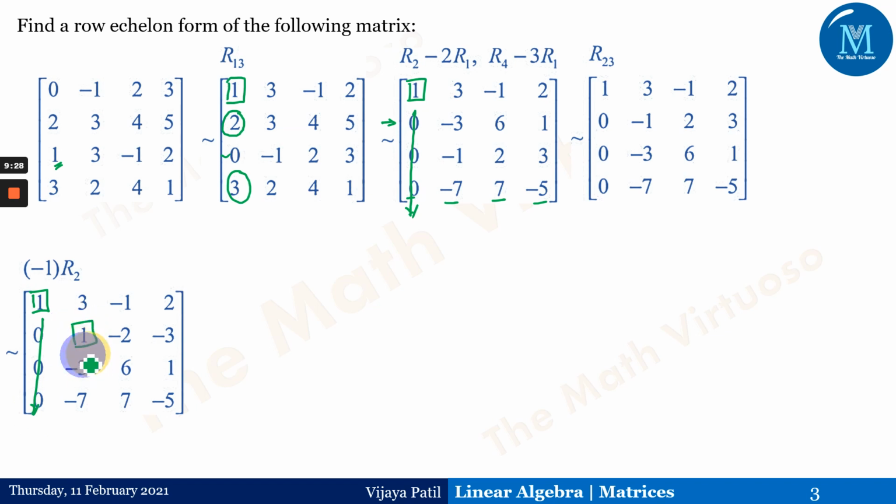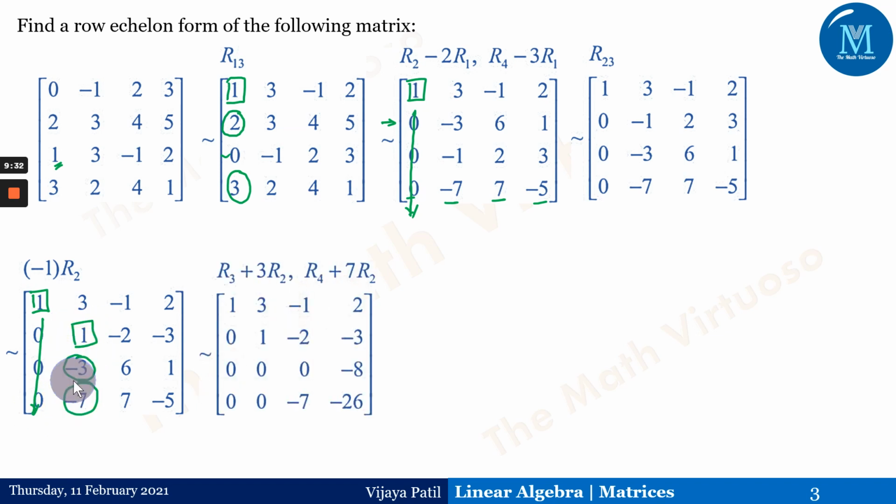Now we have to make this minus 3 and minus 7 as 0 using the element 1. What would be the transformation here? R3 and R4 are changing. There is no change in R1 and no change in R2, so we have written R1 and R2 as they are. R3 plus 3 times R2, R3 plus 3 times R2 would give us this. So this element has no change.